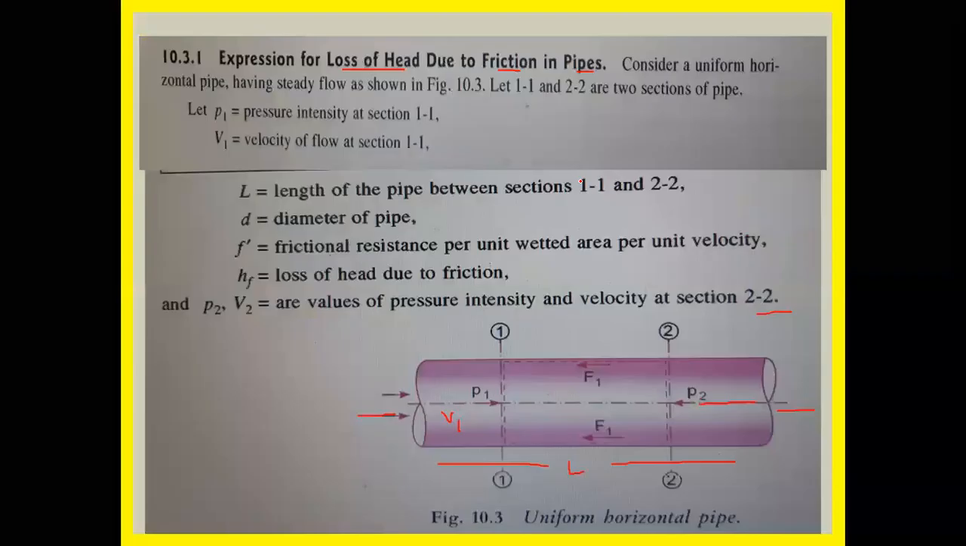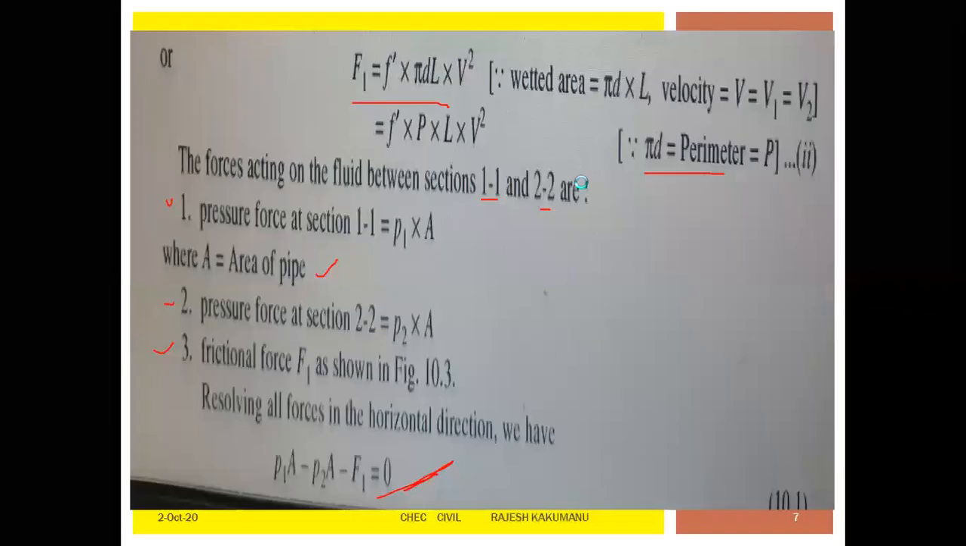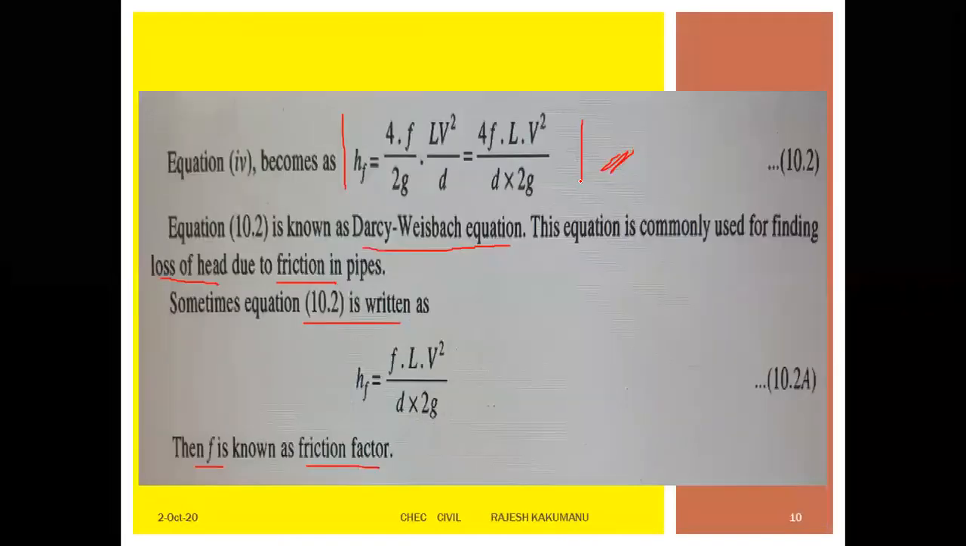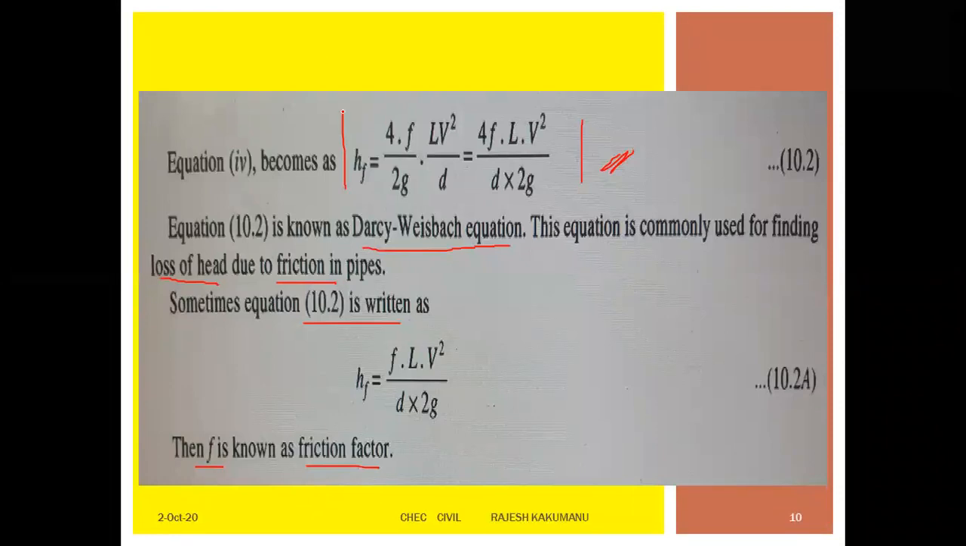How we derived the expression for hf, you have to keep this formula in mind. hf is equals to 4 into f into l into v square divided by 2 into d into 2g. Otherwise, we can keep this one in mind: hf is equals to f into l v square divided by 2d into 2g, right? So this is the Darcy-Weisbach equation. Next, hope you understood this one.